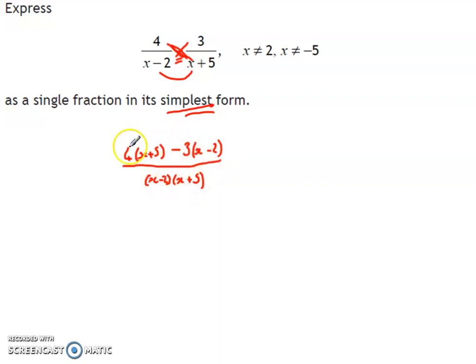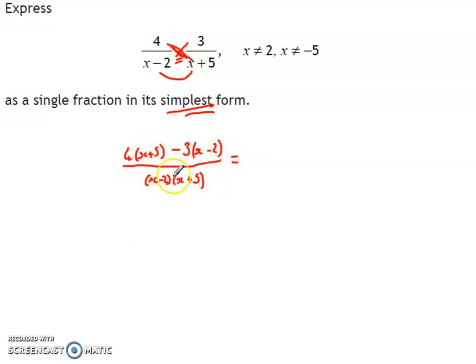Now, most of the time, you'll simplify the top and that'll be it. Very occasionally, you'll simplify the top and get something you can cancel out with one of the brackets on the bottom. Leave them like this so that if that does occur, it's in a way that you can notice it.